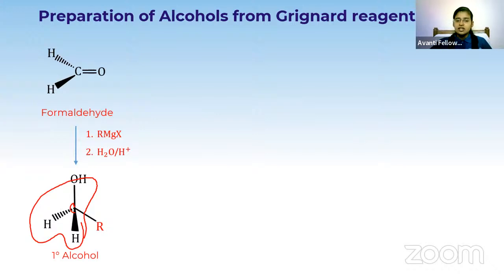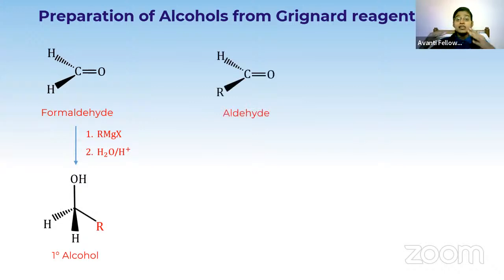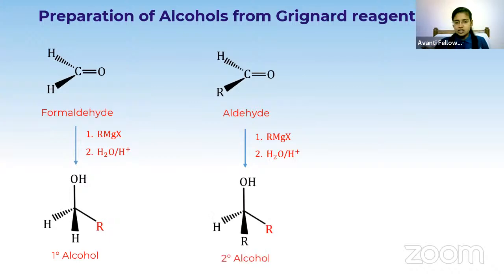RCH2OH. Okay. So now, to prepare the secondary alcohol, what do I have to do? I have to take some other aldehydes than formaldehyde. By taking some other aldehyde and using the same reagents, we will get a secondary alcohol, where we have two R groups and a CHOH component.